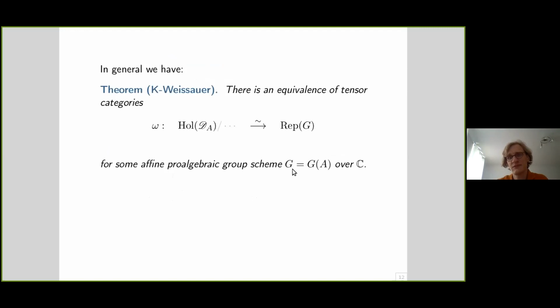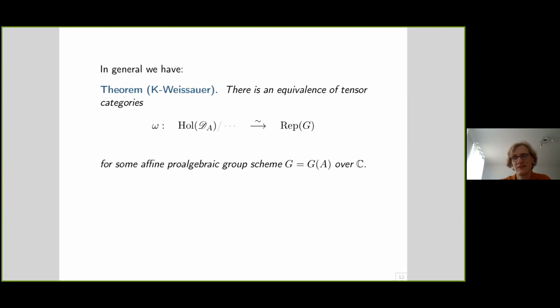And this group scheme is huge. So it's not an algebraic group, but it's a limit of algebraic groups. It's pro-algebraic. This is a bit like absolute Galois groups in number theory. So those are limits of Galois groups of finite extension fields. And here, this huge group scheme is a limit of honest algebraic groups corresponding to finitely generated subcategories in here.